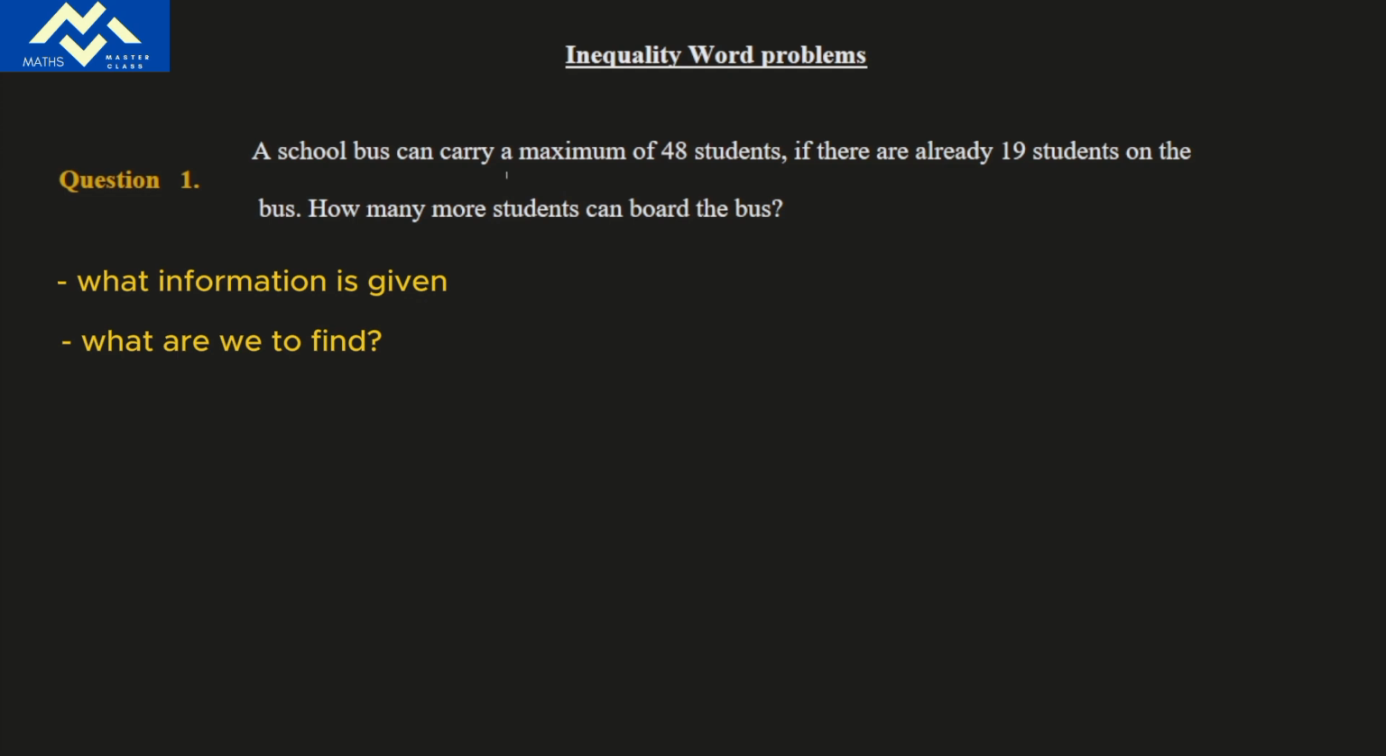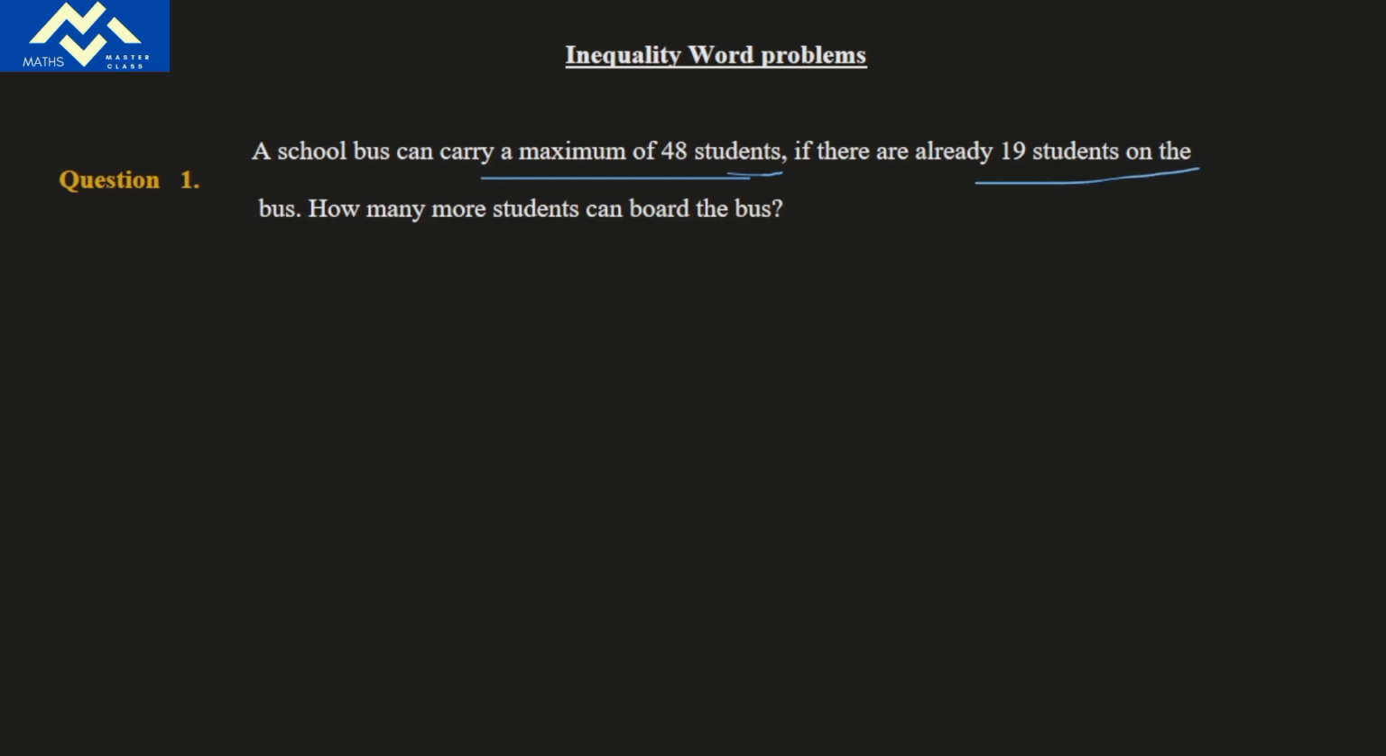So let's read the question again, slowly, and pick out the important information. A school bus can carry a maximum of 48 students. This means the total number of students the bus can carry is 48 or fewer. I'm going to underline this information because we're going to need it. Next statement is, if there are already 19 students on the bus. This tells us that 19 students are already on the bus. We underline this as well.